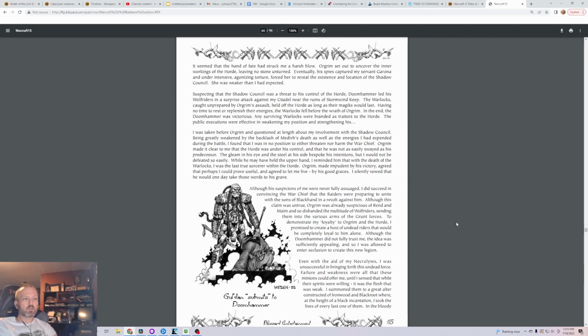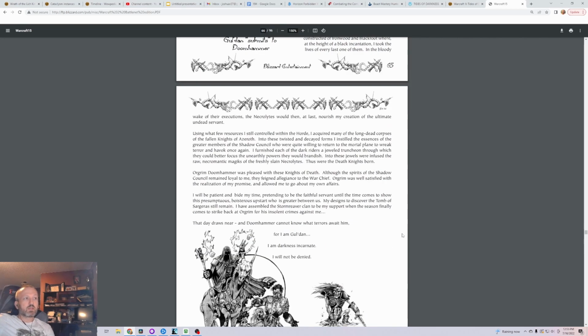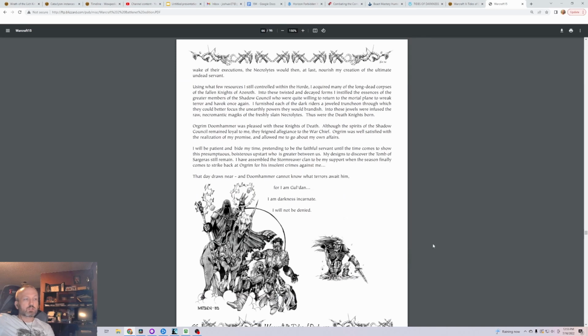Even with the aid of the Necrolites, I was unsuccessful in bringing forth this undead force. Failure and weakness were all that these minions could offer me, until I sensed that while their spirits were willing, it was the flesh that was weak. I summoned them to a great altar constructed of ironwood and blackroot, where at the height of a black incantation, I took the lives of every last one of them. In the bloody wake of their executions, the Necrolites would then at last nourish my creation of the ultimate undead servant.